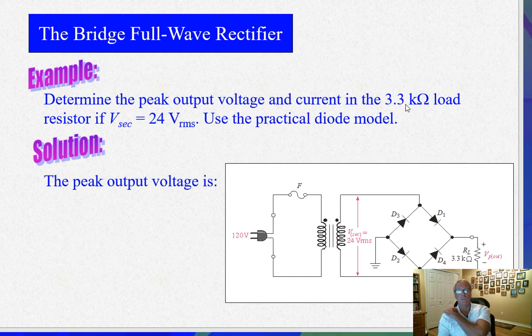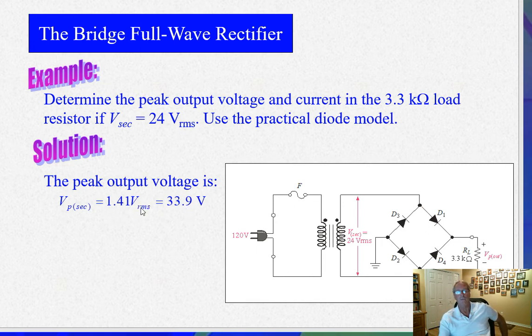Determine the peak output voltage and current in the 3.3K load resistor. V secondary is 24 volts RMS. Use a practical diode model. Okay, so here's an example. V peak is 33.9 volts.